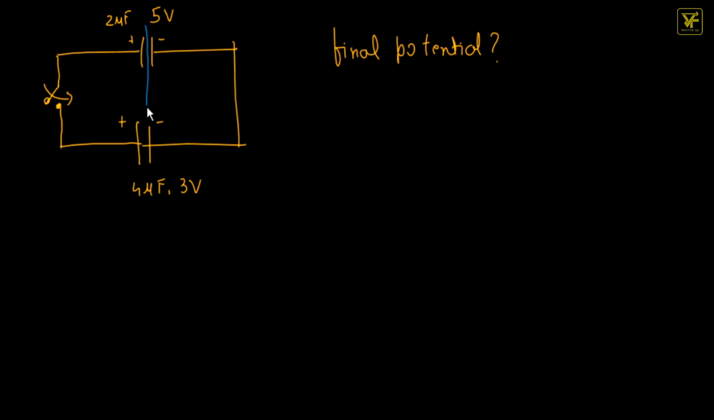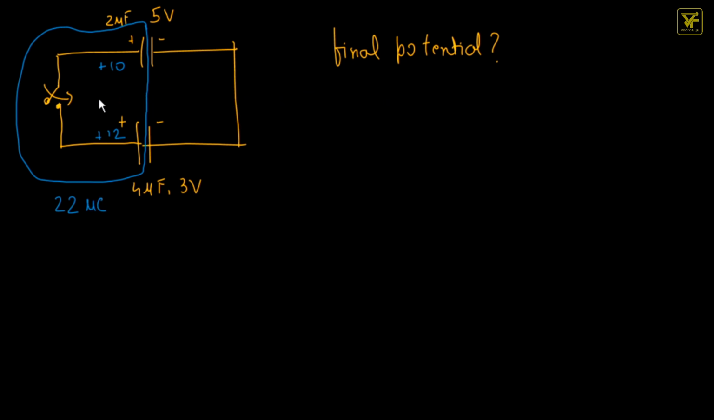As I said, the left hand side is completely isolated. So the initial charge on the left hand side: this is 2 into 5, CV is 10 plus 10, and this is 4 into 3, 12 plus 12. So the total charge in this blue box is 22 microcoulombs.